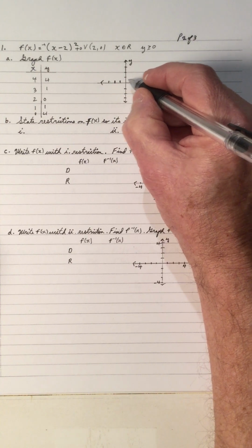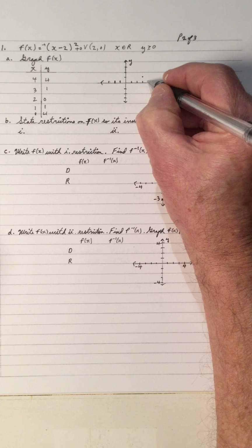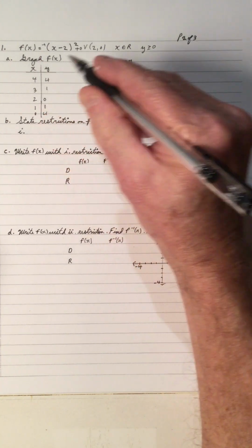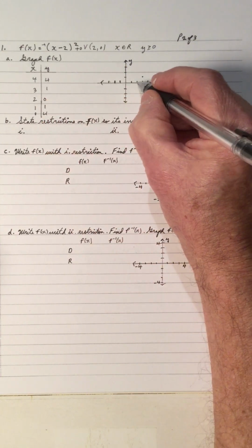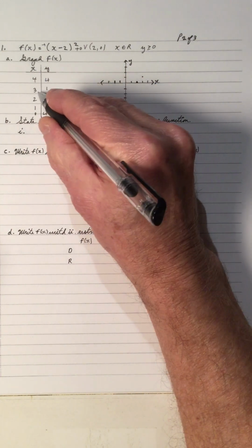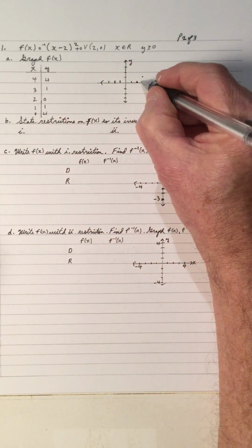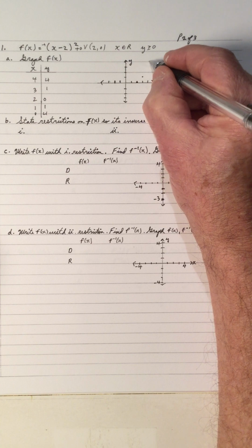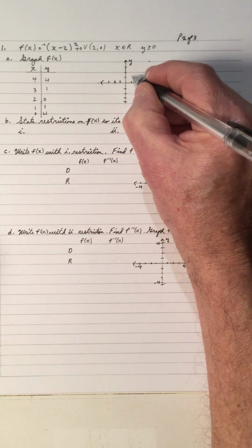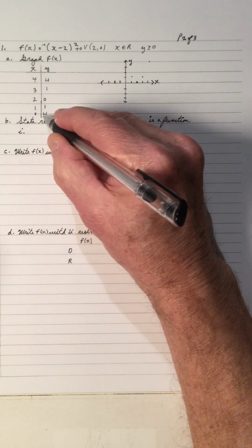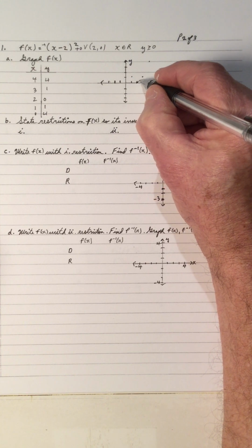So we have the vertex is 2, 0 right here, and x is 3 gives y is 1, and x is 4 gives y is 4, and on the other side, when x is 1, y is 1, and when x is 0, y is 4. Notice the parabola is symmetrical.